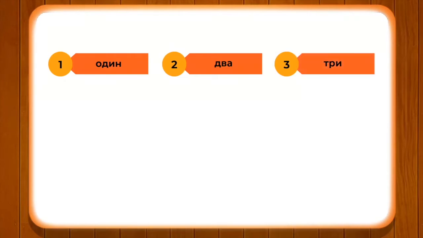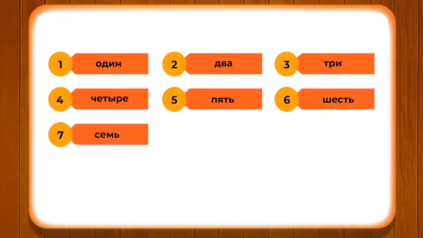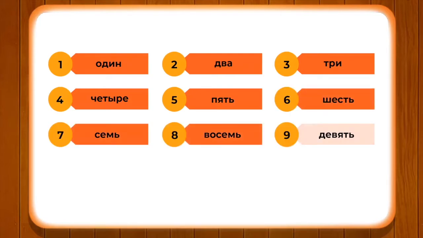1 we call один in Russian. So один means 1, 2 means 2, 3 means 3, 4 means 4, 5 means 5, 6 means 6, 7 means 7, 8 means 8, 9 means 9 and 10 means 10. This is a very important concept because we expect our learners to learn them by heart, because these are concepts which you need to learn and use in your daily communication in Russian.